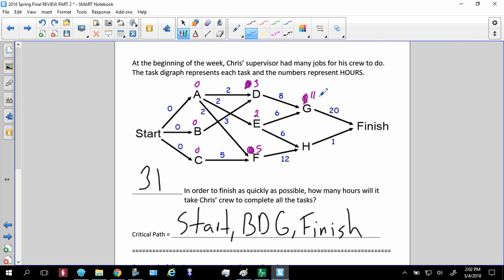D wins. All right. Next is E and F. E will get there in a total of 8 hours. H will get there in a total of 17 hours. Nope, 17's it. And then 11, let's see, H to finish, that will be 18 hours. But G obviously is a very long task. That will be a total of 31. So 31 is your quickest time possible.